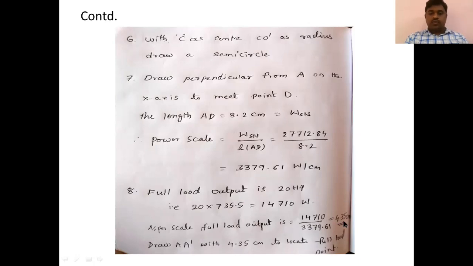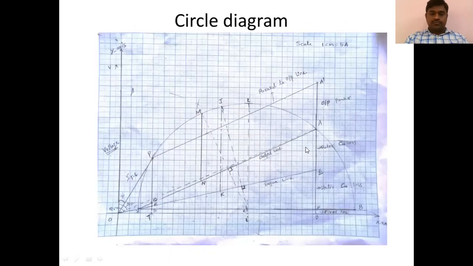So it will use 4.35 centimeters. Now draw A dash with 4.35 centimeters to locate the full load point. So A dash with 4.35 centimeters. Now we got point A dash. Similarly, from point O dash, you can also keep 4.35 centimeters.